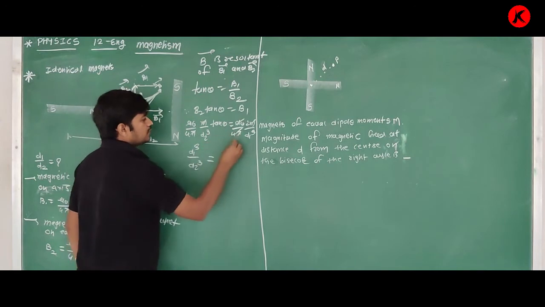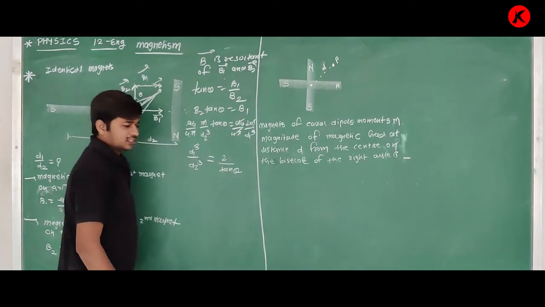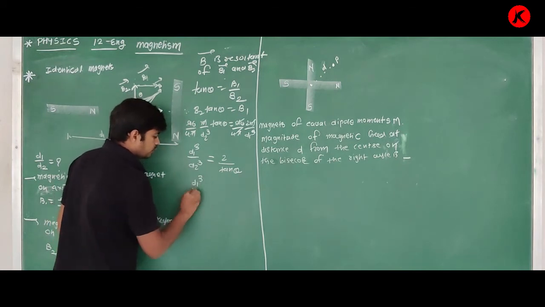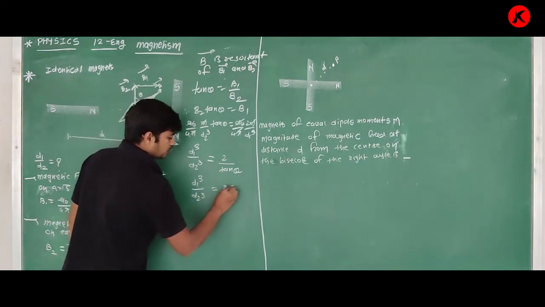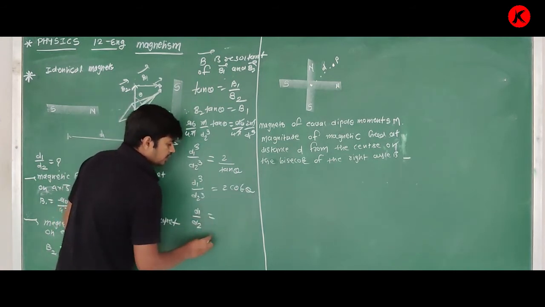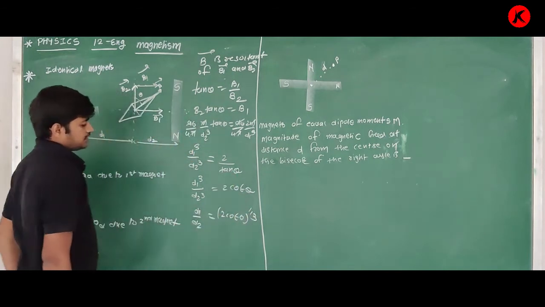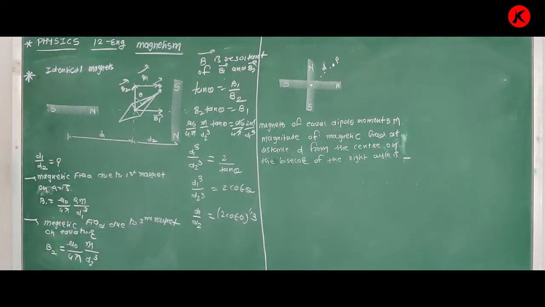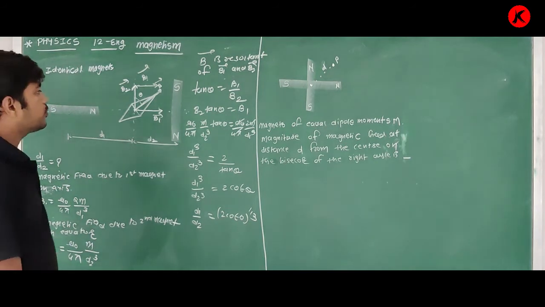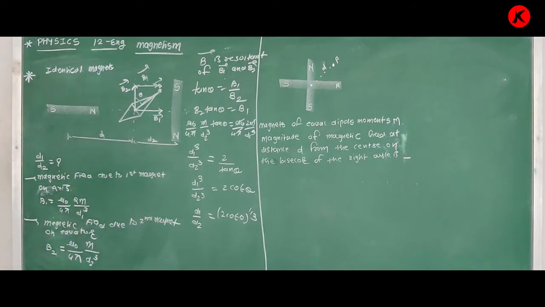d1 cube upon d2 cube, here it will be 2 divided by tan theta. And so you can write d1 cube upon d2 cube is equal to 2 cot theta. So d1 upon d2 is equal to 2 cot theta raised to 1 by 3. It is how to solve this question. Okay, so this is the answer as shown in the figure.